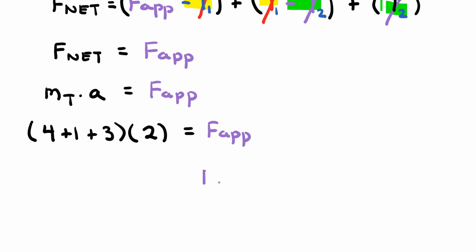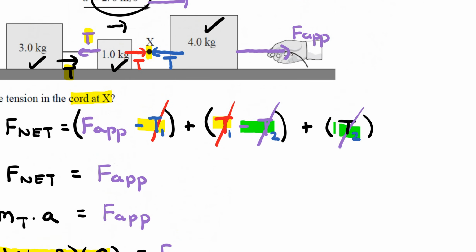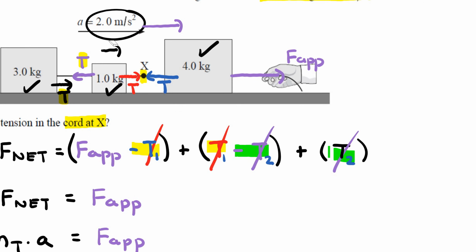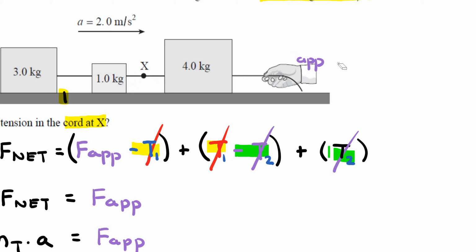And then if we do the math here, 4 plus 1 is 5, 5 plus 3 is 8, and 8 times 2 is going to be 16. So 16 newtons is the force applied. Okay, so now that we know the force applied, we can go back to the original diagram here and create another F net equation. And remember, our goal is to find the tension right here at X, right? So I'll label that T, and let's label this F applied.